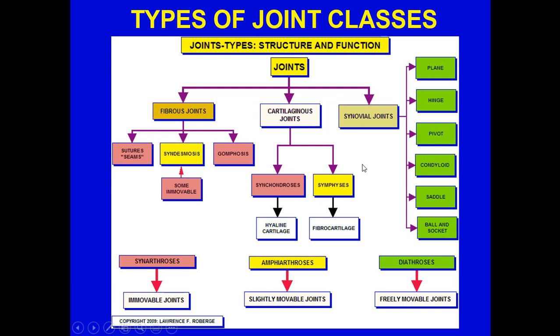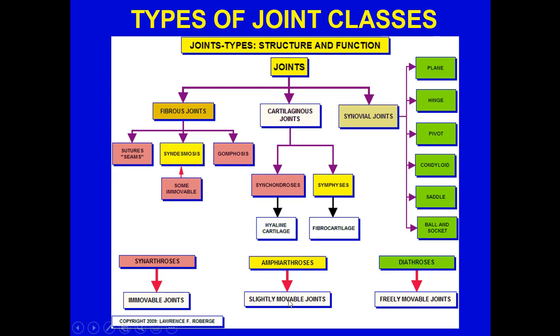Now, you've seen this before. This is a concept map that breaks down the joints: fibrous, cartilaginous, and synovial joints. Whenever you see the red, obviously that's an immovable joint. Two bones come together, but there's no movement.